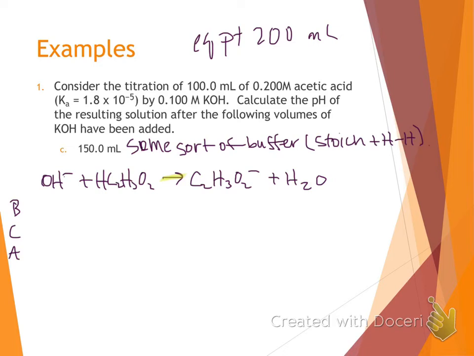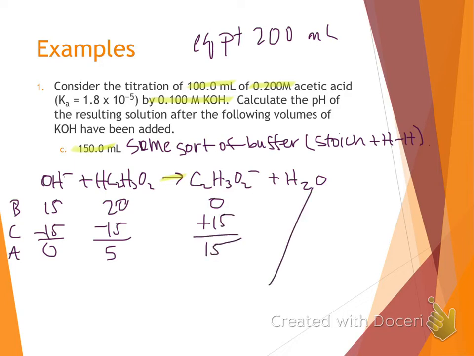So BCA, we can use our millimoles. We have 100 milliliters of 0.2 molar acetic acid. Multiply those together, you get 20 millimoles. Oops, wrong place. 20 millimoles of acetic acid. For our OH minus, we have 0.1 molar times 150 milliliters. That is 15 millimoles of OH minus, making OH minus our limiting reactant. But if 15 millimoles of OH minus react, so did 15 millimoles of acetic acid. We're left with 5. We also formed 15 millimoles of both of our products, but we don't care about the water.